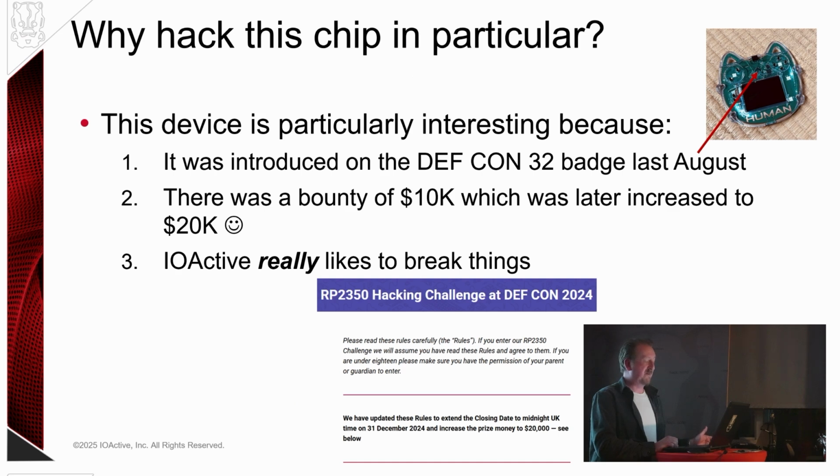It was a big bug bounty campaign that basically challenged people to hack the chip, which is good for them because they get a lot of value out of that for hopefully a small amount of cash. And of course, IOActive, we all like to break things, we like to hack things. That's what we do. We do it at all levels of technology.